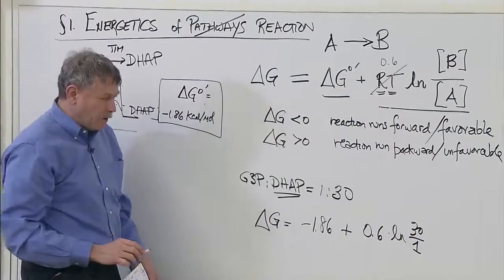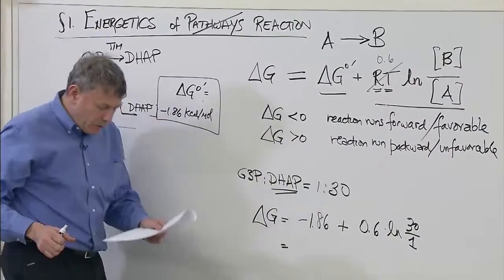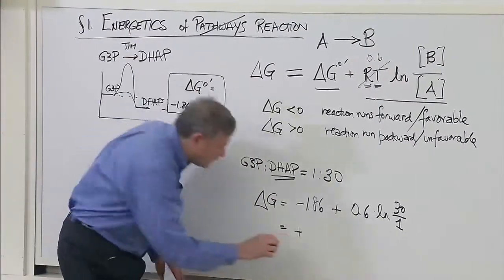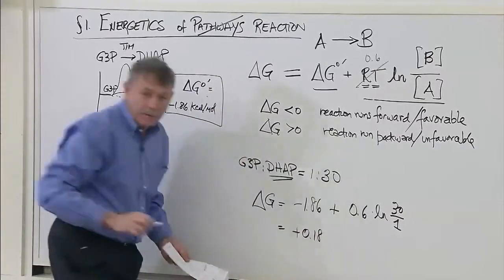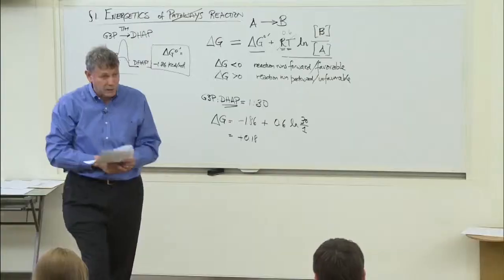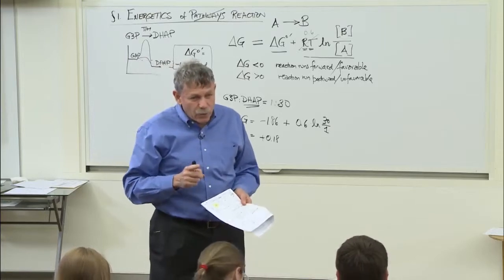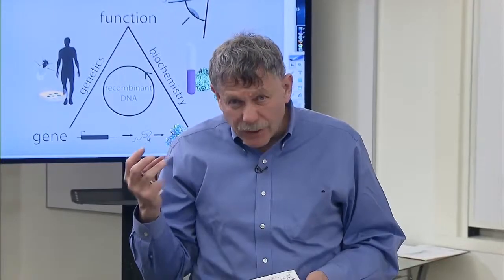So 0.6 times the log of 30 over 1. And if you do that arithmetic, you should come up with a positive number, about 0.18, I think, although maybe somebody will get another number there. That's what I got. So that tells you it's a positive number, and that tells you when there's 30 times as much DHAP, the reaction will actually be generating G3P. Any questions about that? It's a little counterintuitive. Anything sensible you'd think would all go to the low energy state, but it doesn't.